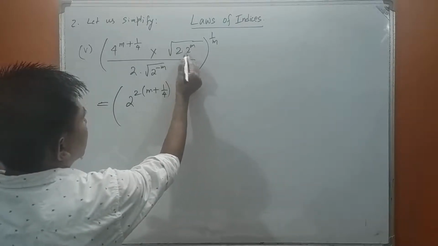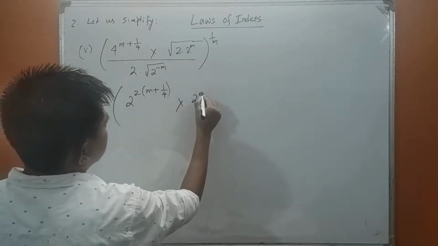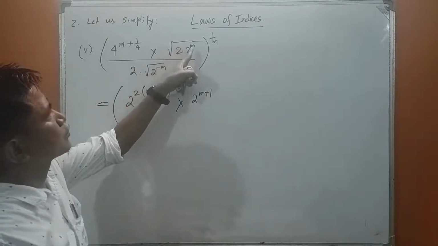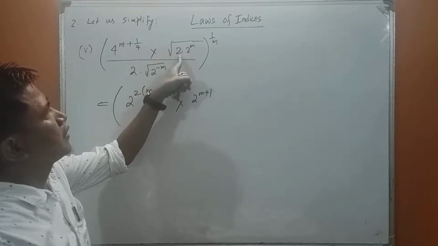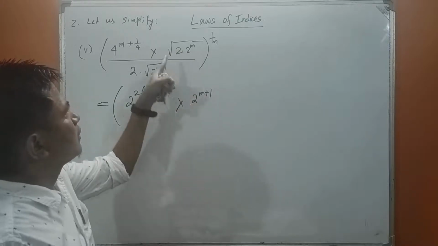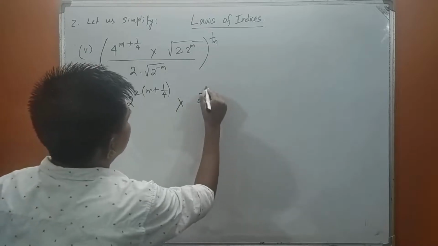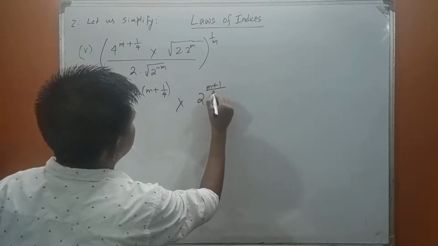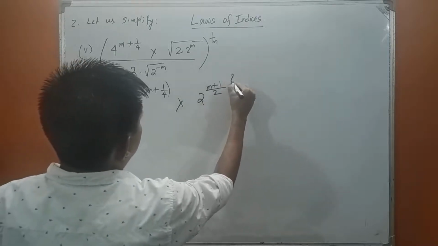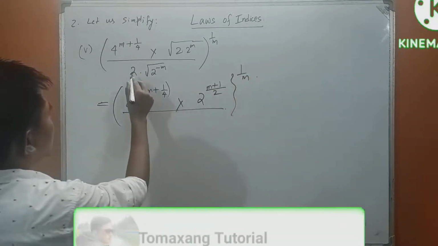Bases are same, so power can be added. 2 to the power m plus 1, isn't it? Here, the power of 2 is 1, so 2 and 2 are same. The bases are same, the powers m and 1 will be added. 2 to the power m plus 1. And square root means 1 upon 2, so this can be written as 2 to the power m plus 1 upon 2. Square root means 1 upon 2, isn't it? So, let us put 1 upon m whole upon 2 here.